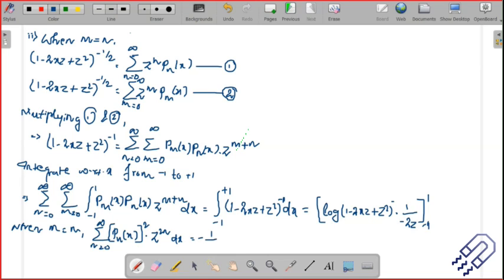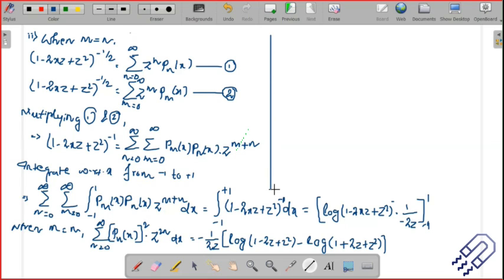Let's just put the limit on this side. This is minus of 1 by 2z. We're integrating with respect to x, so z can be taken out, it's common, right? And then we can take the log of the upper limit. Upper limit is 1, so log of 1 minus 2z plus z square, minus log of the lower limit, so it is 1 plus, because x is minus 1, 2z plus z square, right? So done. Now let's continue.